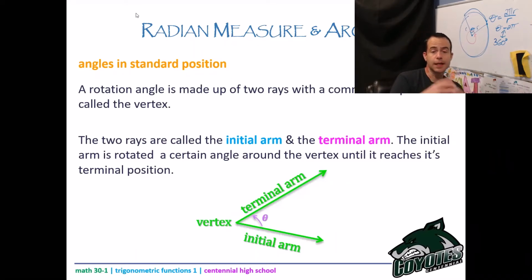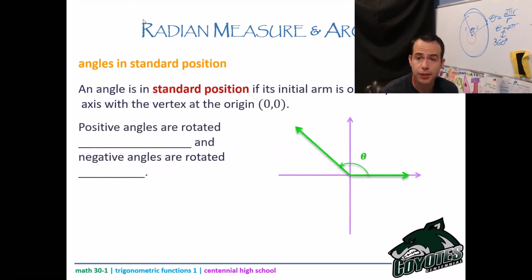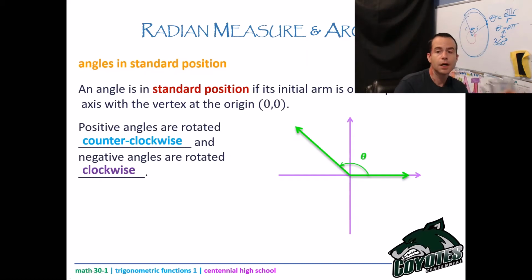The way we make this an angle in standard position is we turn it so that the initial arm is sitting on the positive x-axis, okay? And then the terminal arm is somewhere in a quadrant and the vertex is at the origin, okay? So we're putting this on a coordinate plane. So the vertex is at 0, 0, and the initial arm is on the positive x-axis. So for an angle in standard position, the initial arm is on the positive x-axis with the vertex at the origin. Positive angles are rotated counterclockwise and negative angles are rotated clockwise, okay? So you'll notice the arrow of rotation that I'm giving you there for theta. That is a positive angle right now because I'm going counterclockwise.